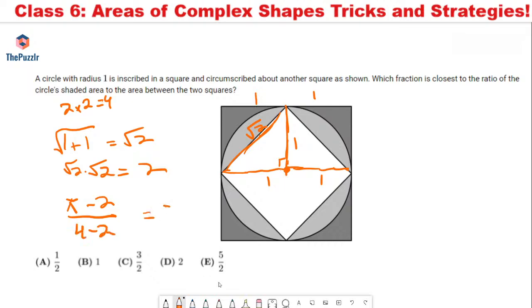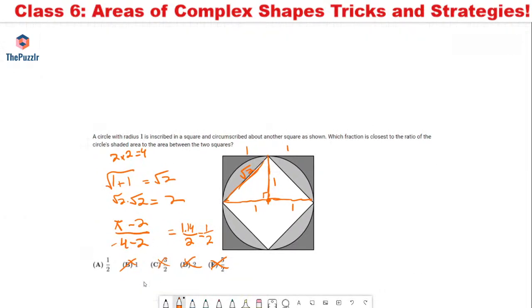So this is pi. Pi is approximately 3.14. We're asked for an approximation here. So 3.14 minus 2. That's 1.14. Over 4 minus 2, that's 2. That's not this, not this, not this. Doesn't look like 1 either. Approximately 1 over 2, right? It's 0.14 extra on the numerator, but approximately 1 over 2. Our answer is A.